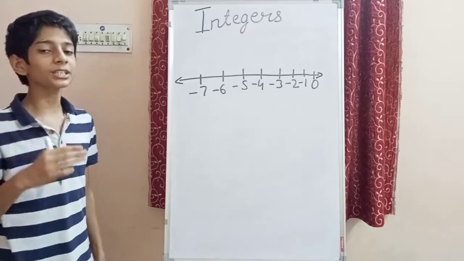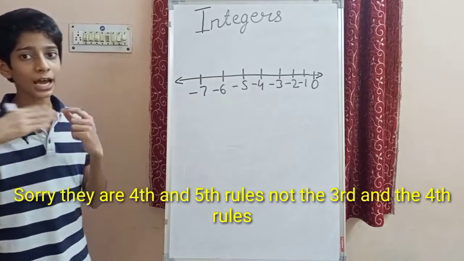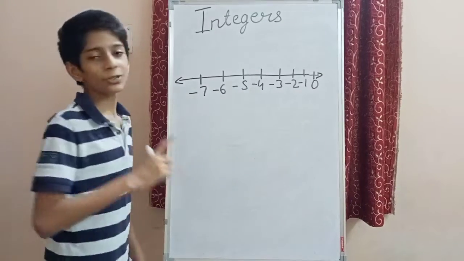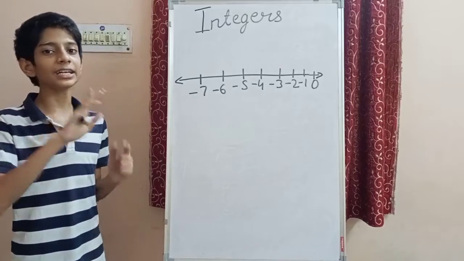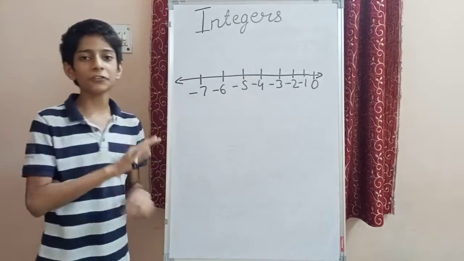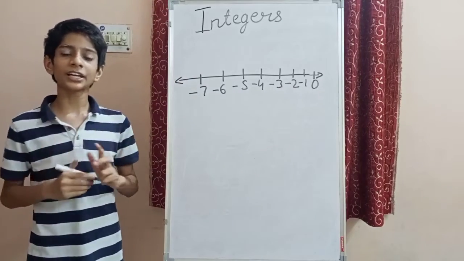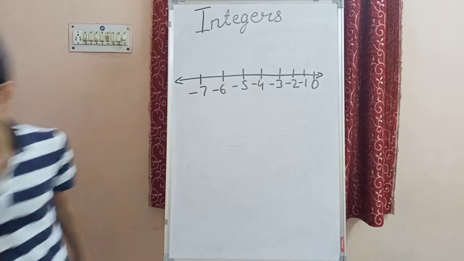What does the third rule say? The third rule says that 0 is less than every positive integer, and the fourth rule says that 0 is greater than every negative integer. Why? Because it is at the right of every negative integer. So this was the third and the fourth rule.